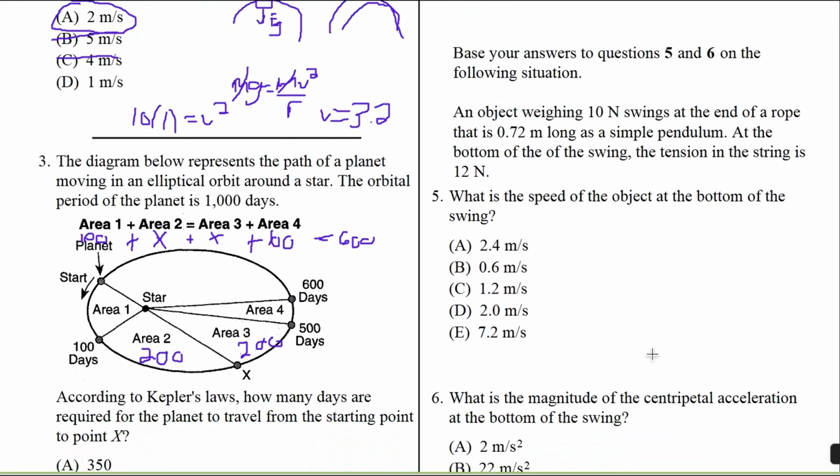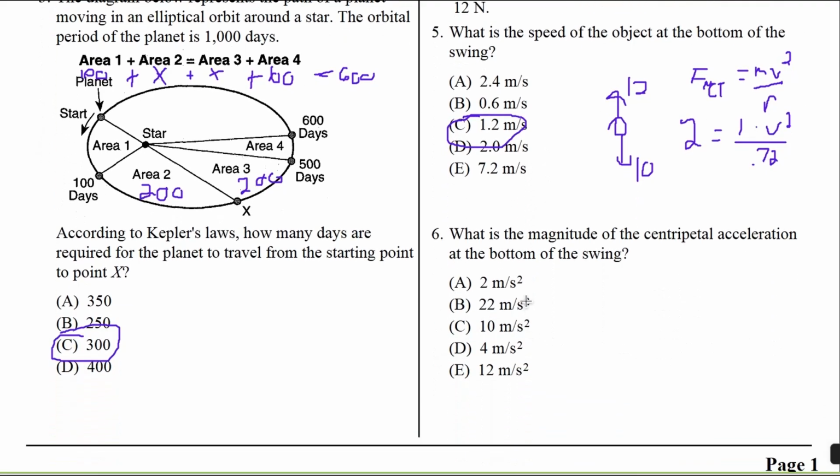Question 5. Here they want us to figure out what the speed is at the bottom of the swing. Same thing as we did for question 1. There are 2 forces acting on it. There's the tension force going up of 12 newtons. There's the gravitational force going down of 10 newtons. So when we do F net equals mv squared over r, the net force is going to be 2. The mass is 1. V squared over the radius, which is 0.72. Plugging all of this in gets us C.